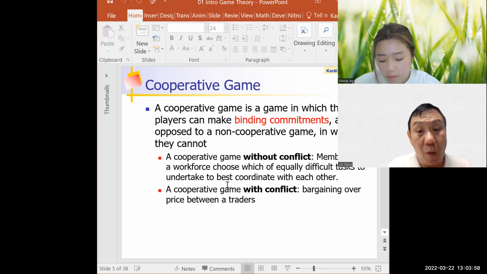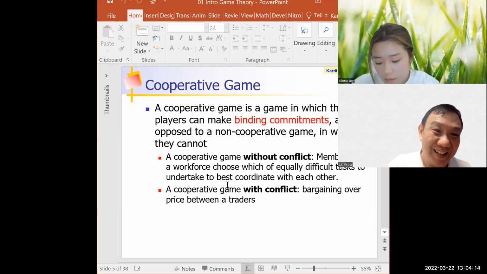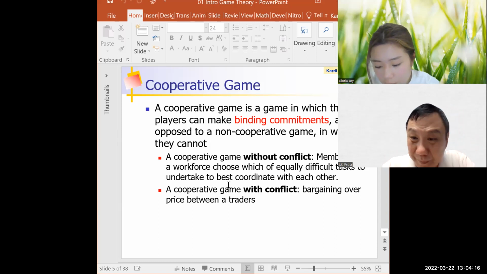The other one is a cooperative game with conflict. For example, you start to bargain, okay, between buyer and seller. They are cooperative, but there is a conflict of interest, right? One wants to go higher, the other one wants to go lower, right? So then you bargain for the price and the quality and so on. So they are still a cooperative game.